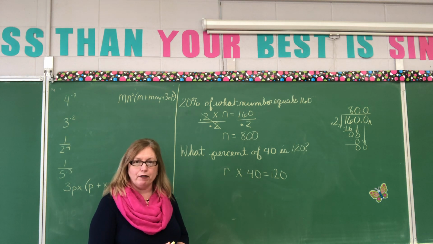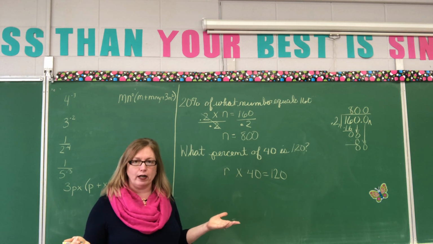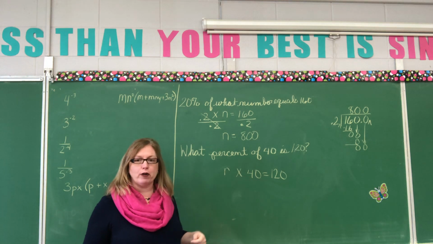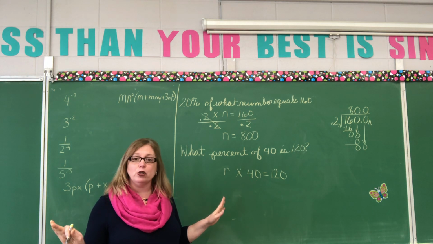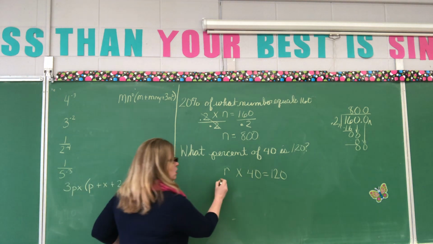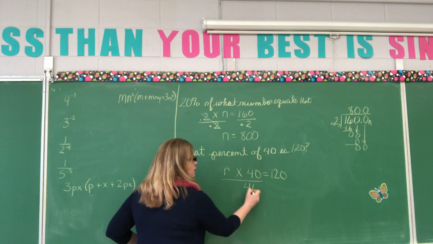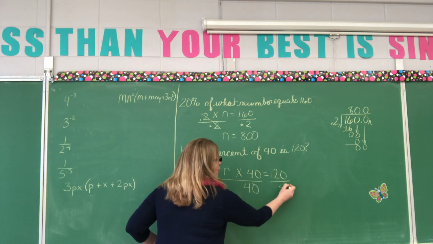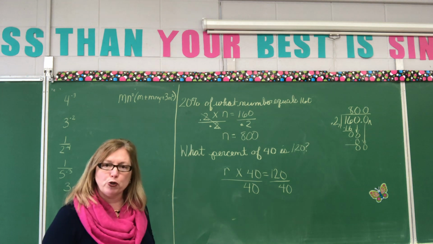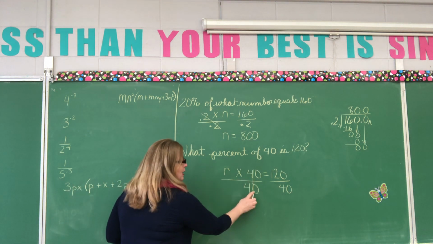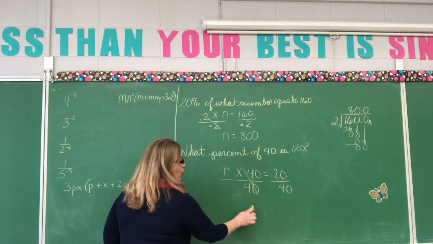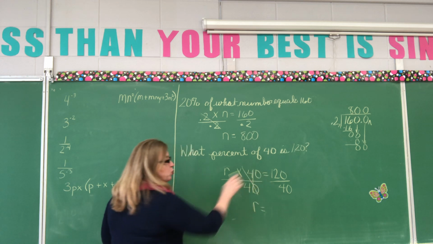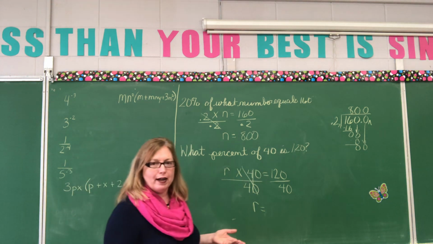What do I want to get rid of? I want to get rid of the 40. It says to multiply by 40, but I don't want to multiply by 40. I need to divide by 40. So draw your line, divide by 40. Whatever you do on the left, be sure you do it on the right. This is going to cancel. All that cancels, leaving me only the rate equals 120 divided by 40.